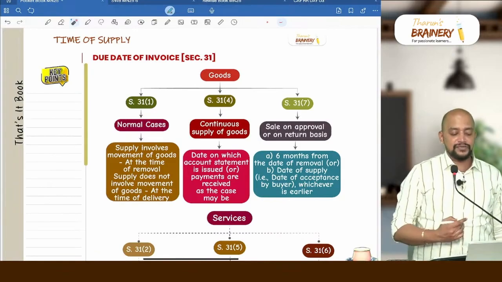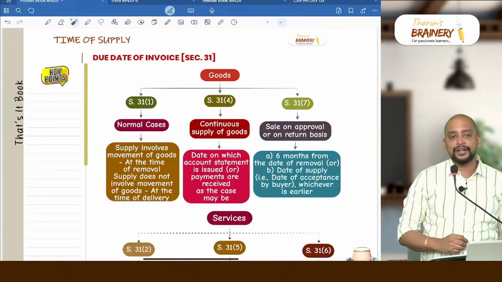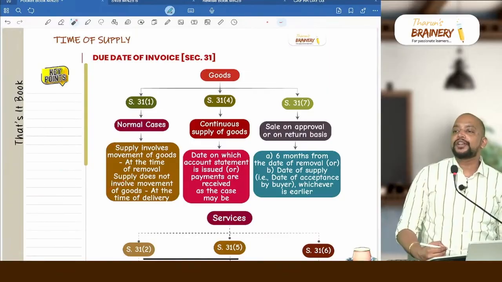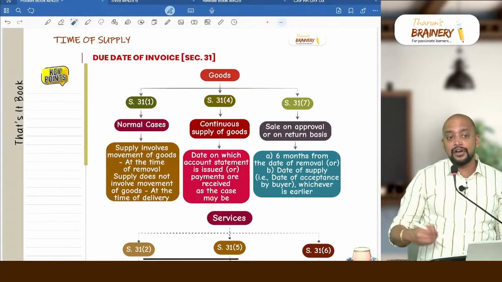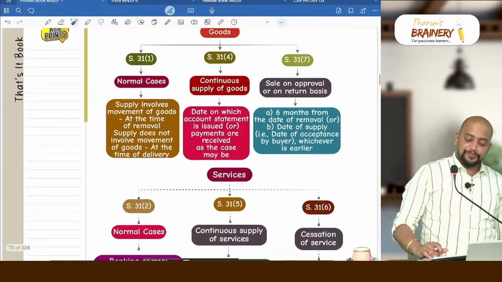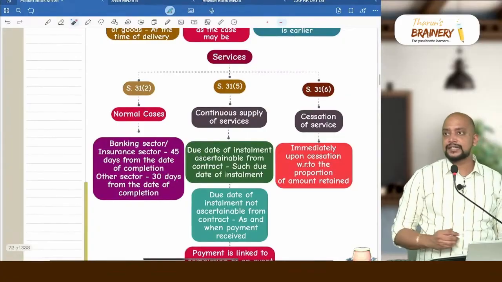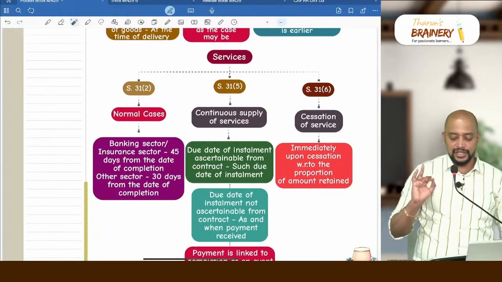In normal cases we need to see whether supply involves movement of goods or does not involve movement of goods. If supply involves movement of goods, we need to give the invoice at the time of removal. If supply does not involve movement of goods, then at the time of delivery or making the goods available to the recipient.